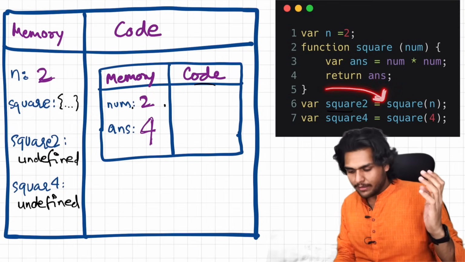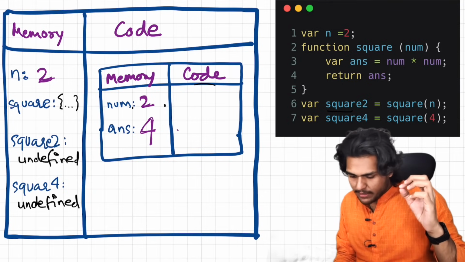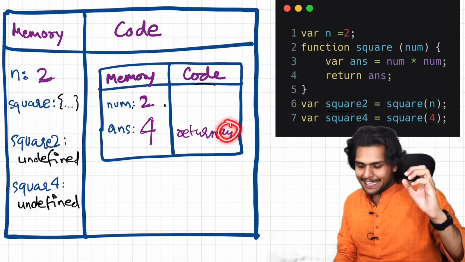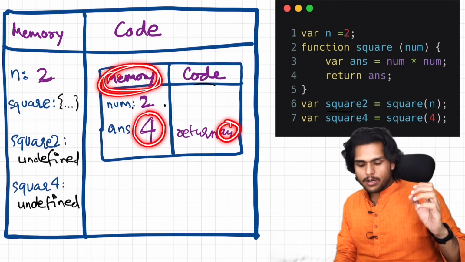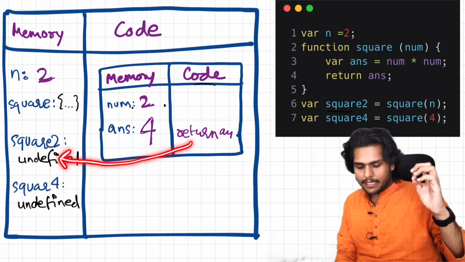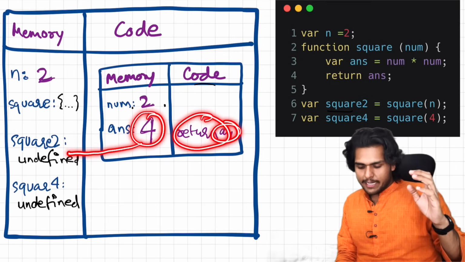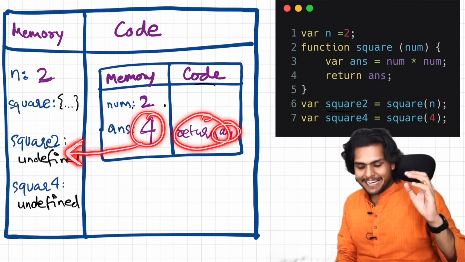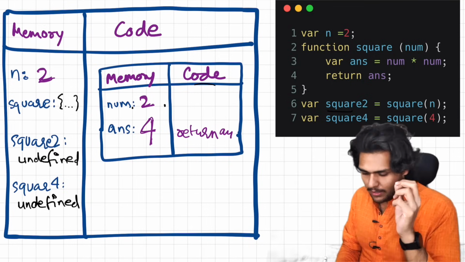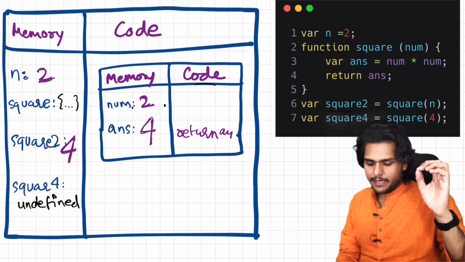Now the control goes here, to line number 6 again. How does that happen? As soon as we encounter this return statement, return of ans, it finds the value of ans inside this local memory. Local memory has 4. So this return ans now returns the control back to line number 6, and this value of ans, which was 4, will now replace undefined of square 2. Got it? So this is how we are slowly executing the code. So the value will become 4 now, and 4 will be stored over here.